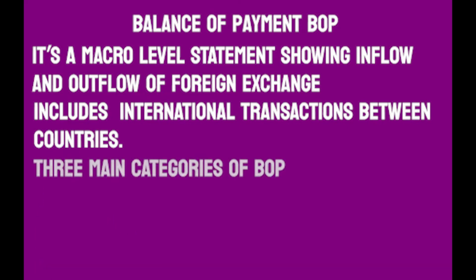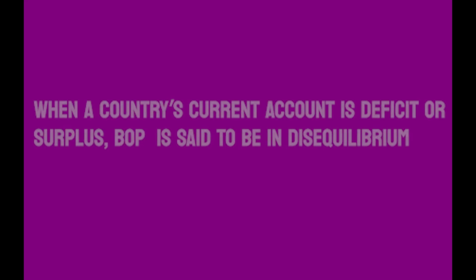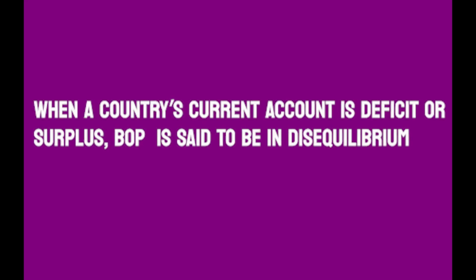Okay, there are three main categories of BOP. It's the current account, capital account, and the financial account. One more thing, when a country's current account is at deficit or surplus, its balance of payment is said to be in disequilibrium. Okay.